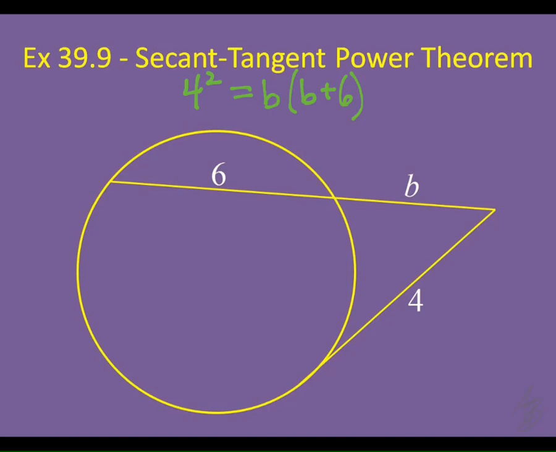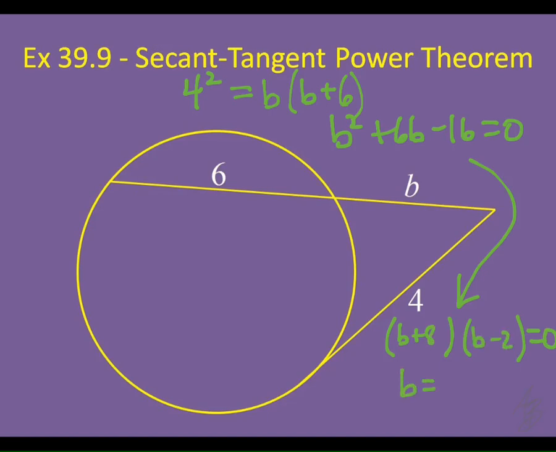This looks like it's going to be a quadratic equation again. So we're going to get B squared plus 6B minus 16 equals 0. What'd you get, Matt, when you factored it? B plus 8 and B minus 2. So B could equal what? 2 or negative 8. And which one doesn't make sense? Negative 8. So B equals 2. Any questions about this?